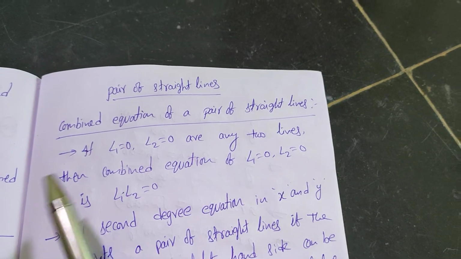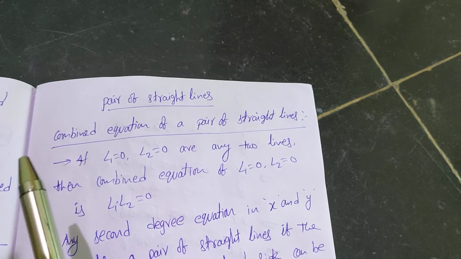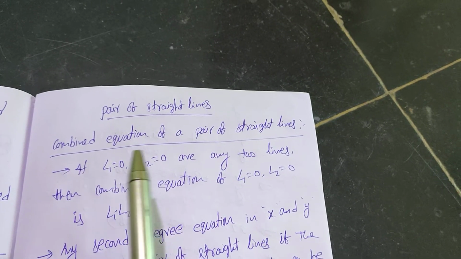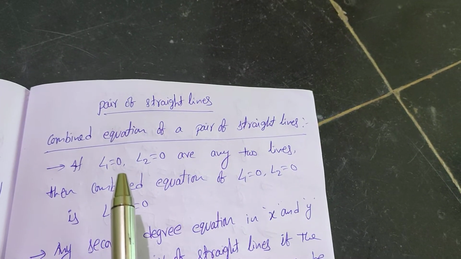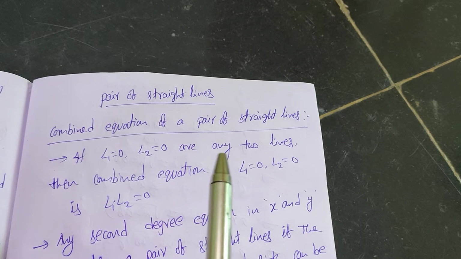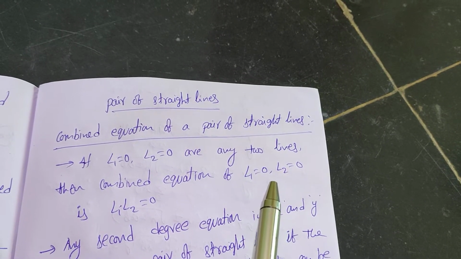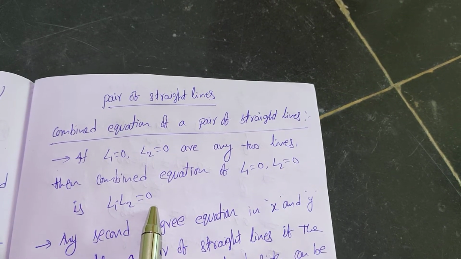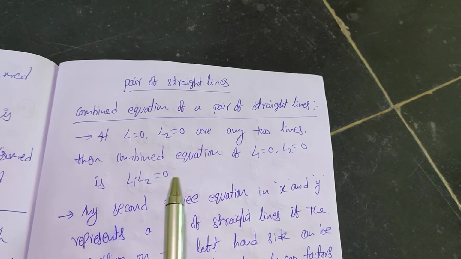So, in this one, combined equation of pair of straight lines. Pair of straight lines means about two straight lines. Okay, the combined equation of pair of straight lines. If L1 is equal to 0, L2 is equal to 0 are any two lines, then the combined equation of L1 is equal to 0, L2 is equal to 0 is L1 into L2 is equal to 0. Okay, that means the product L1 into L2 is equal to 0.